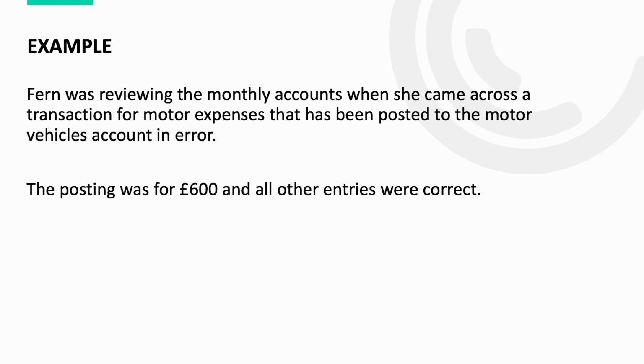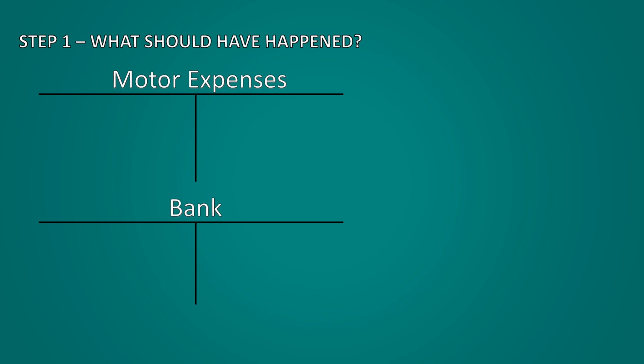Fern was reviewing the monthly accounts when she came across a transaction for motor expenses that has been posted to motor vehicles in error. The posting was for £600 and all other entries were correct. Step 1 then, what should have happened? The entries to record this transaction should have been a debit within the motor expenses and a credit within the bank. Motor expenses, as the name suggests, being an expense, therefore a debit. As it's money being paid out of the bank, it would be entered in on the credit side.